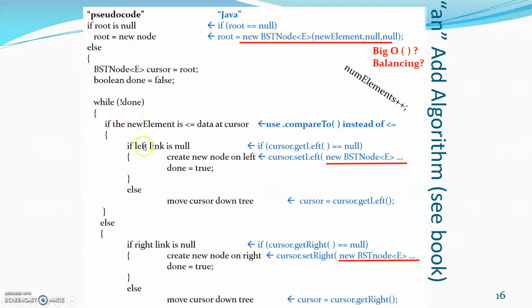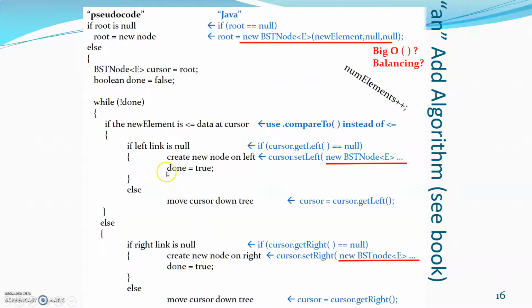Well, if we're looking at the left and the left is not null, we need to move the cursor down the tree to the left-hand side: cursor equals cursor get left. So this piece right here will move the cursor to the left of the node that we're at, or what currently cursor is. If we're dealing with the right-hand side and we say move cursor down the tree, this will go to the right: cursor equals cursor get right.